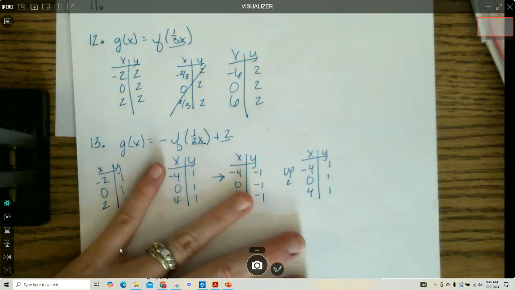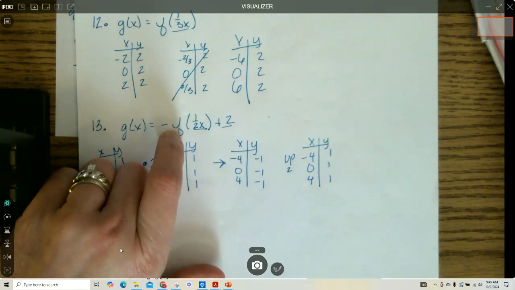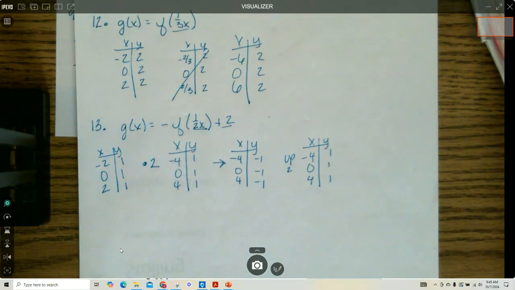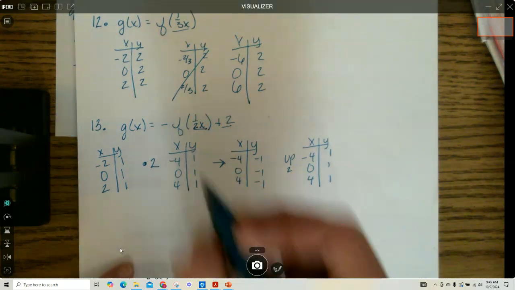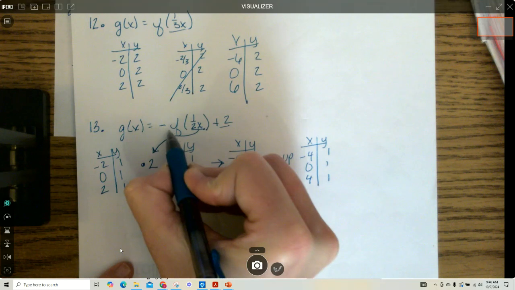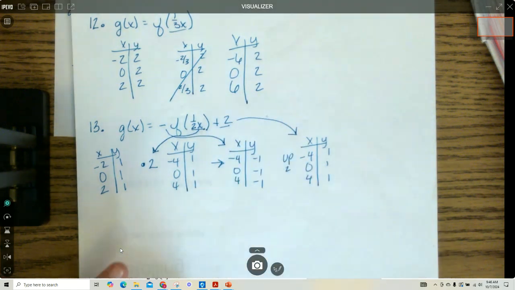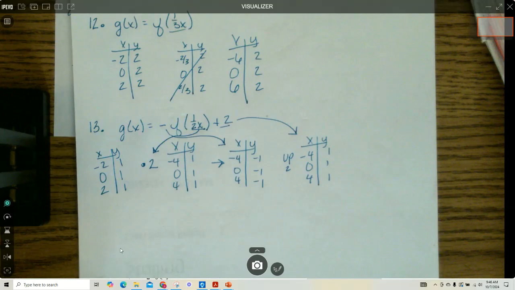I'm confused why the y's changed to a negative 1. Because of this one right here. Oh, okay. So that's a reflection across the x, which changes the y value. So this is this piece, and then the negative is this piece, and then the plus 2 is that piece. Anybody got a different one on that one? Yes, but I've got it. You got it? Okay.